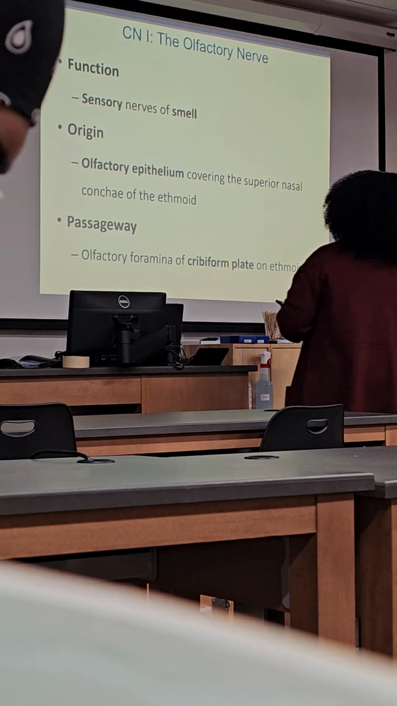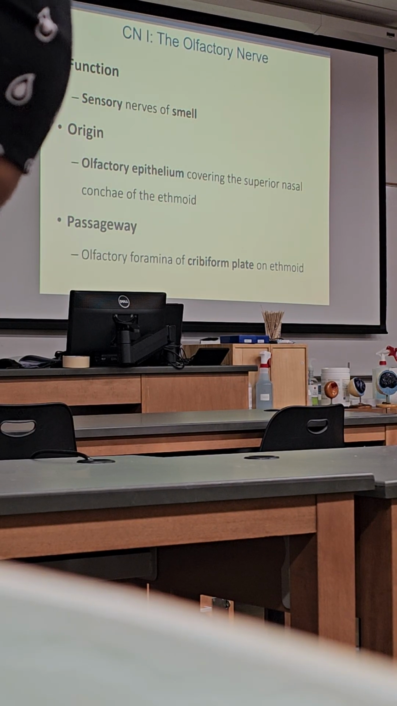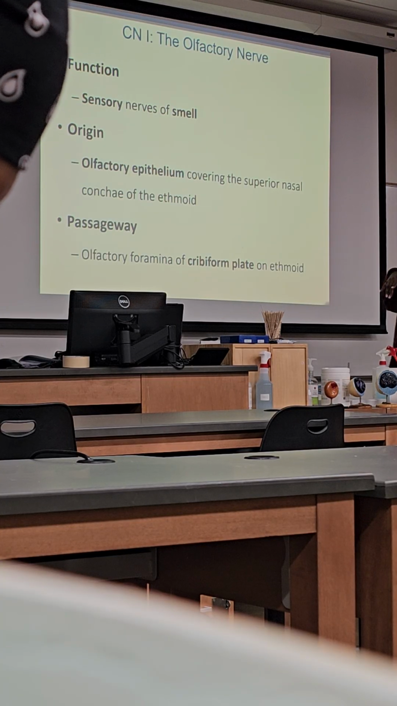And here it is, right here, okay? Your book has a picture of this. This is the superior nasal concha of the ethmoid bone, covered with tissue, olfactory epithelium. And embedded in that tissue are the receptors for this cranial nerve, picking up smell.